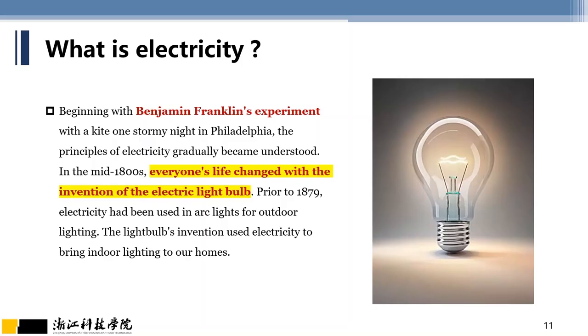However, beginning with Benjamin Franklin's experiment with a kite on a stormy night, the principles of electricity gradually became understood. In the mid-18th century, everyone's life changed with the innovation of the electric light bulb lamp. Electricity had been used in arc lights for outdoor lighting. The lamp's innovation used electricity to bring indoor light into our homes.